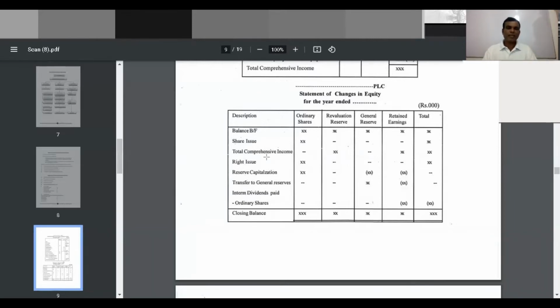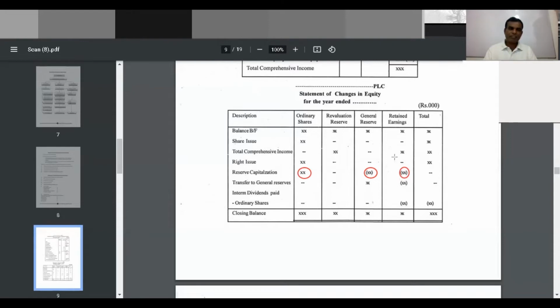Due to capitalization of reserves, the stated capital amount increases, and either retained earnings or general reserve decreases. Normally, the capitalization of reserves is taken first out of the retained earnings.